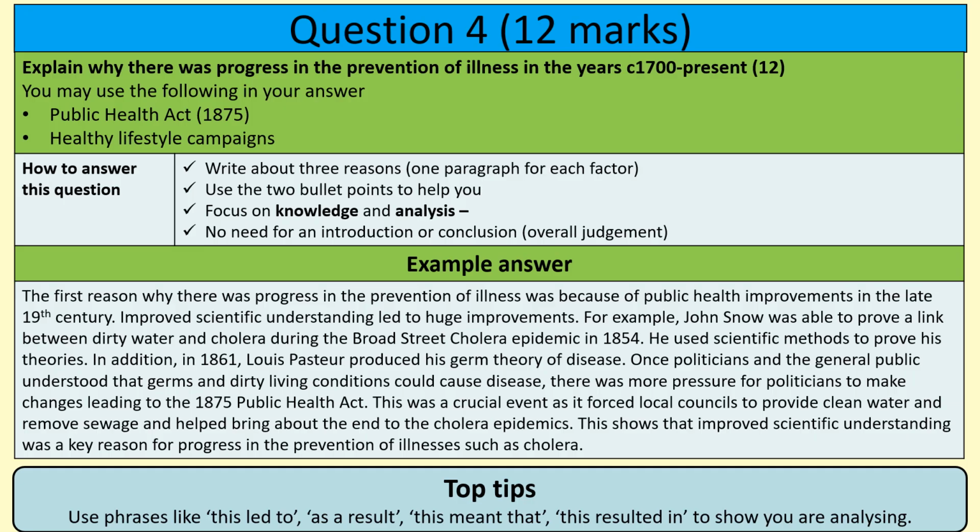In addition, in 1861, Louis Pasteur produced his germ theory of disease. Once politicians and the general public understood that germs and dirty living conditions could cause disease, there was more pressure for politicians to make changes, leading to the 1875 Public Health Act. This was a crucial event as it forced local councils to provide clean water and remove sewage and help bring about the end to the cholera epidemics. This shows that improved scientific understanding was a key reason for progress in the prevention of illnesses such as cholera.